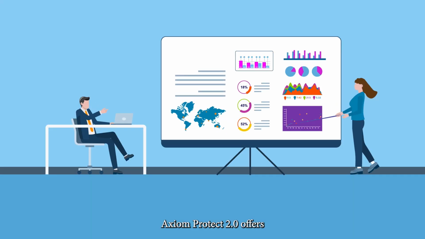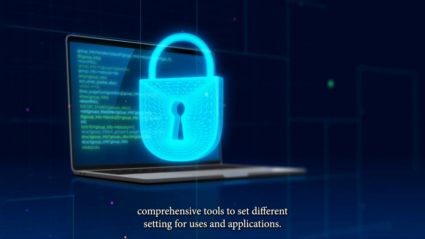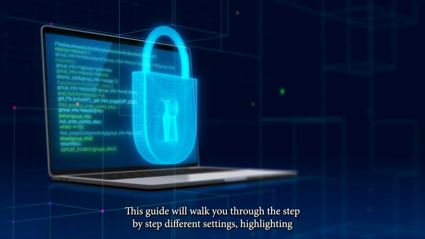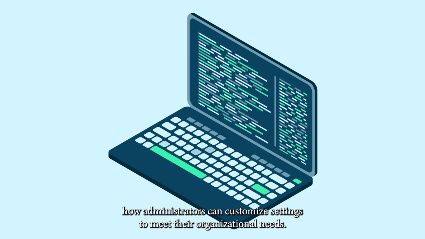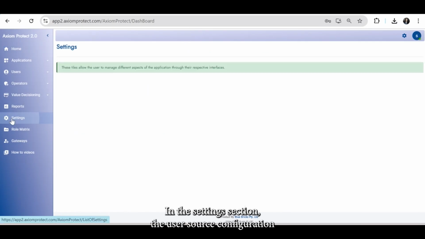Axiom Protect 2.0 offers comprehensive tools to set different settings for users and applications. This guide will walk you through the step-by-step different settings, highlighting how administrators can customize settings to meet their organizational needs. In the Settings section, the User Source Configuration.